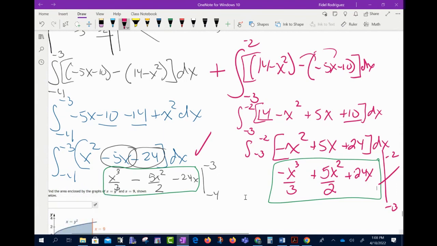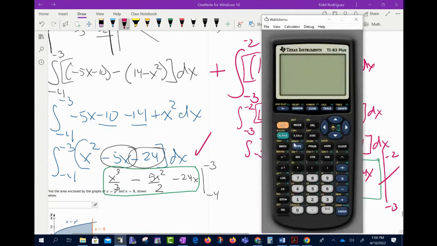But we still got it. Yeah, we haven't finished yet. We're just putting the antiderivatives. Now we're going to do the evaluating. So look, this is how I'm going to do my y equals. Let me turn it on, let me clear. Okay, let me go back to my y equals, let me clear. Okay, so this is how I'm going to do the first one.